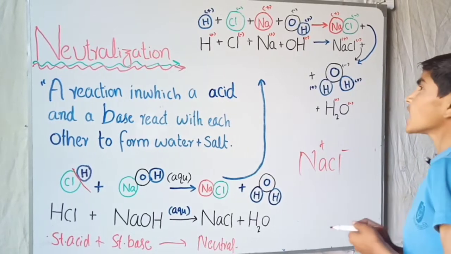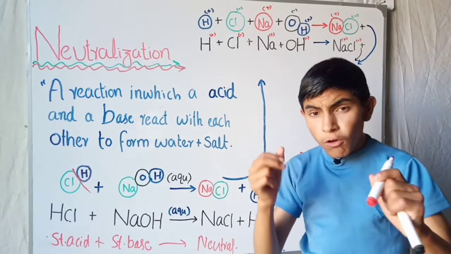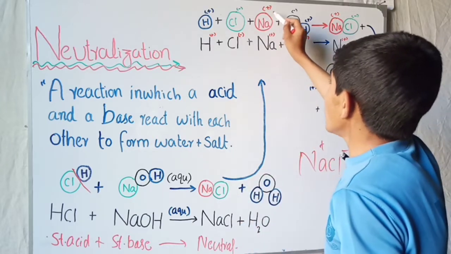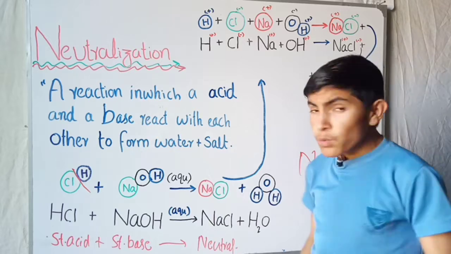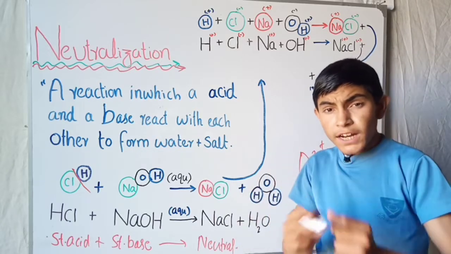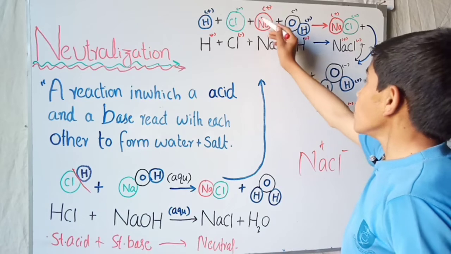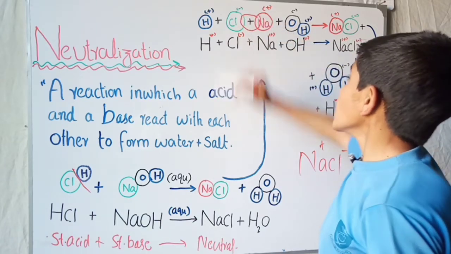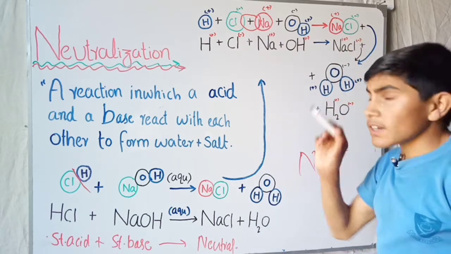So how can this occur? It is due to the attraction of opposite charges, like Na has a positive charge and Cl has a negative charge. So we say that opposite charges attract each other. Therefore Na will make a bond with the Cl. So it gives us NaCl as the product.